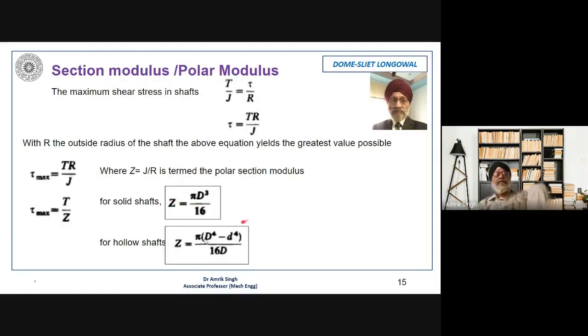solid shaft. Similarly for the hollow shaft, you put here R is equal to capital R, which is D by 2, and J, you know this value. So you can get the value of the polar modulus for the hollow shaft.